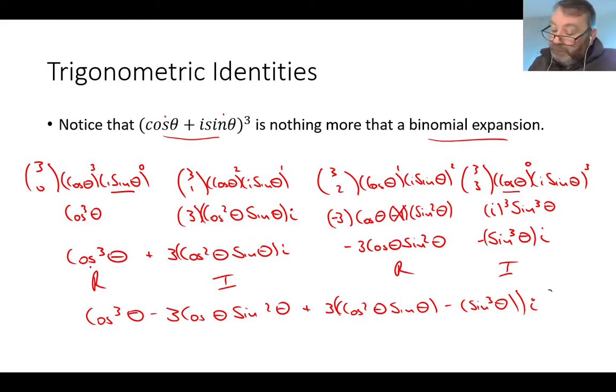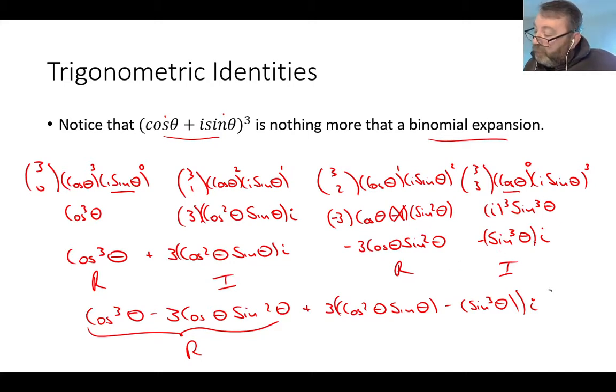Okay, so the two reals together, cos cubed theta minus 3 times cos theta sine squared theta, that's those two there. So that's the real part of the expression. And then the imaginary part of the expression is 3 cos squared theta sine theta minus sine cubed theta, times i. And they both there are imaginaries. Okay, so you end up with a real section to your answer and an imaginary section to your answer.